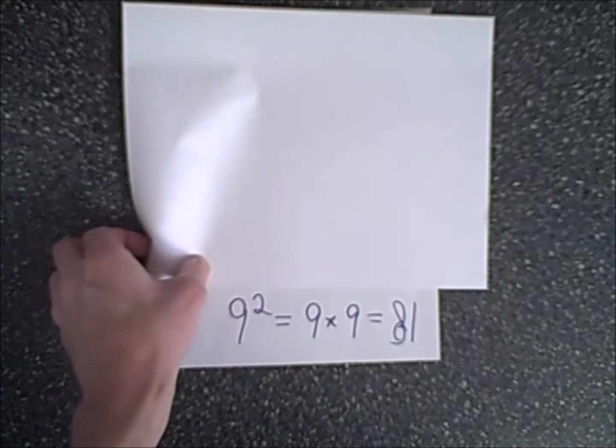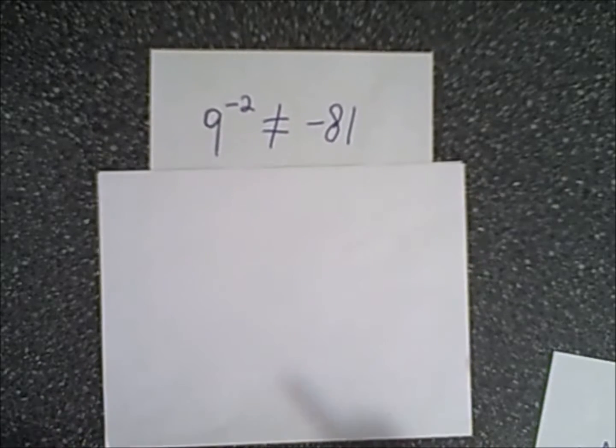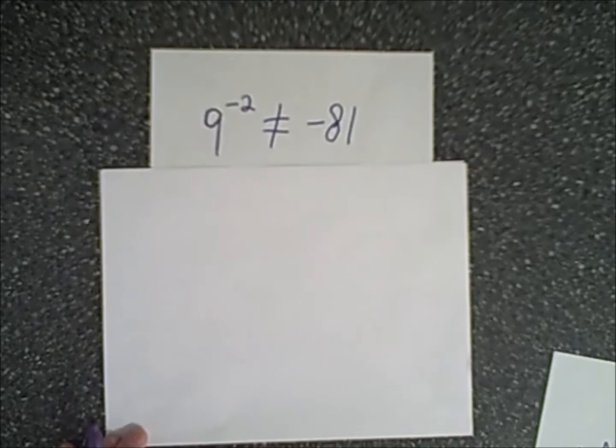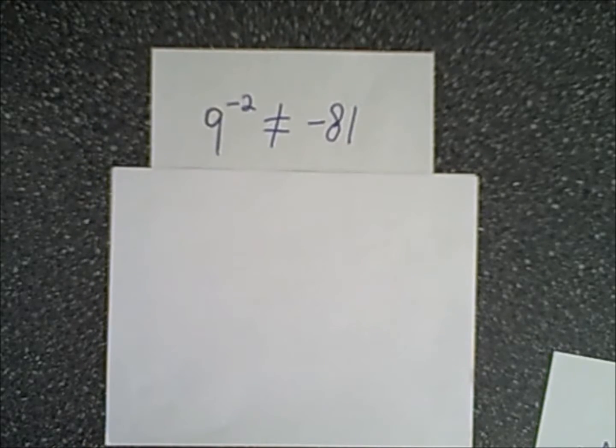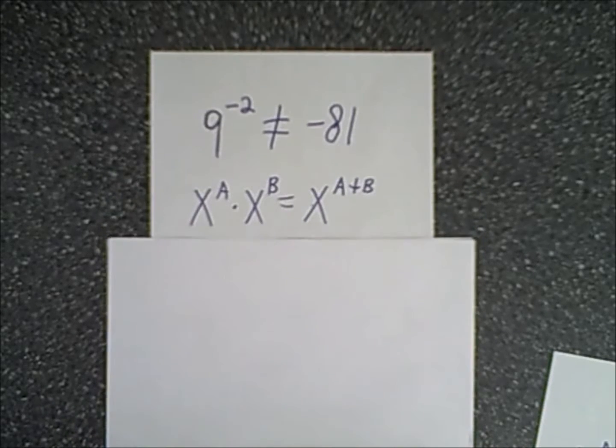The second example is a little trickier. That one is 9 to the negative 2, and it is not negative 81. Somebody might say that. I've seen people try to guess 18, negative 9. It is not that. The best way to approach this is to look at a couple rules, and the first rule is the addition property.